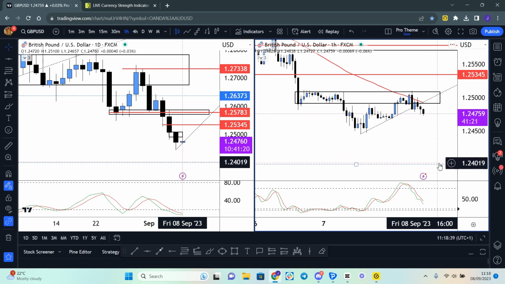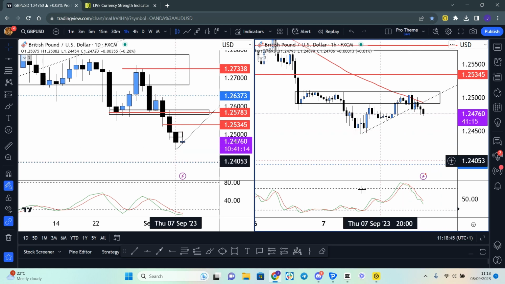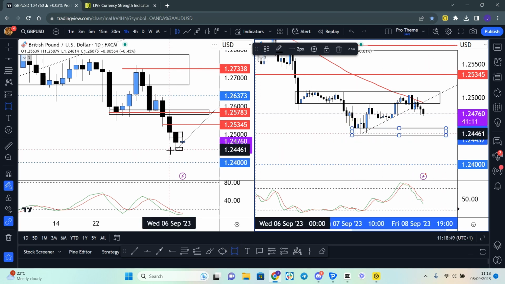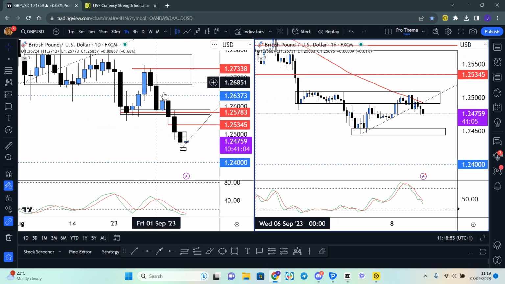The 124 level is obviously a psychological number on the pound. We also have another barrier in the way, which is the 124.50, which were these lows that formed on this daily chart here as well. But you can see the daily chart. This is why I'm really interested in pound. Obviously we are trading to the downside. Pound has been a little bit weaker as well.